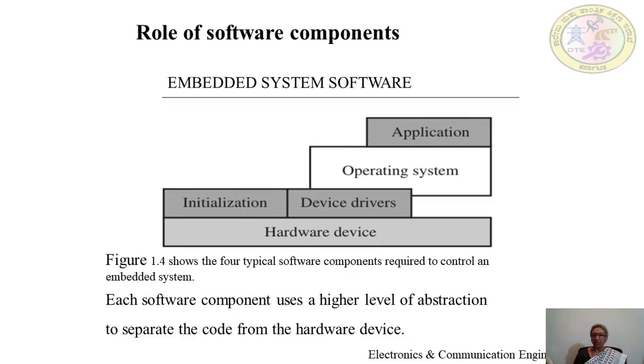system. There is no way the application can directly interact with the hardware device. It has to communicate through the operating system with the hardware device. So you can see the farther away the layers are placed from the hardware device, higher is the level of abstraction which will separate that code from the hardware device.